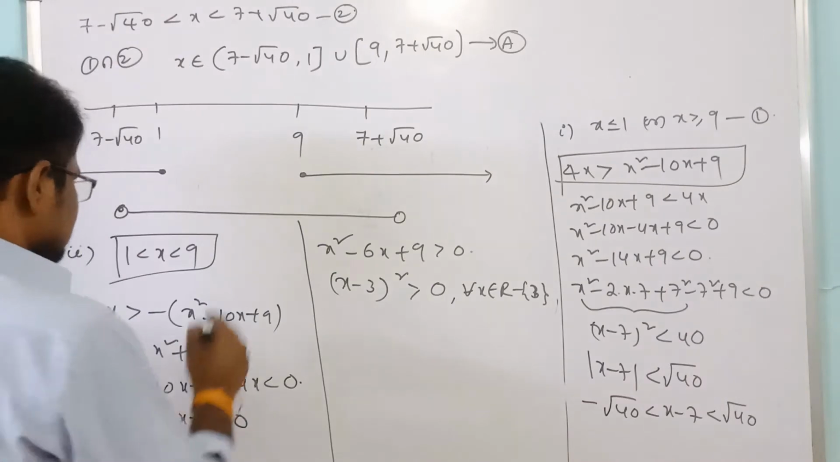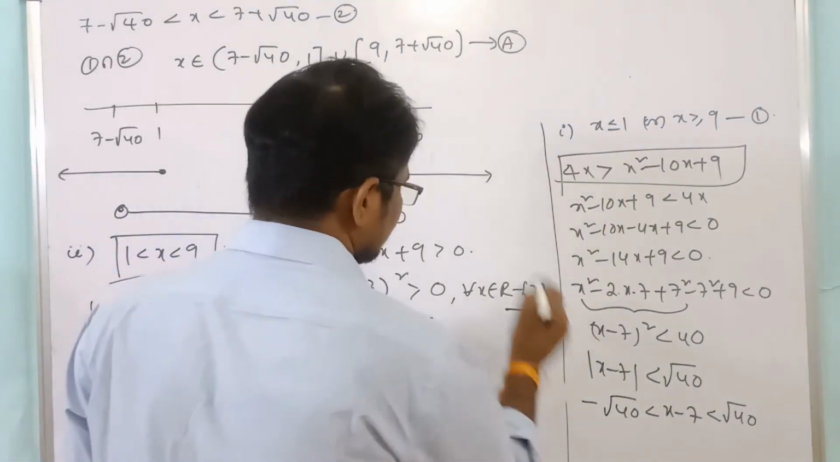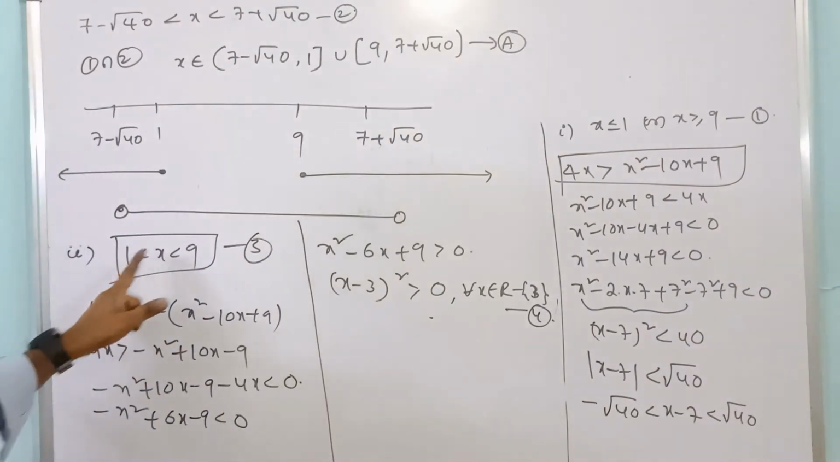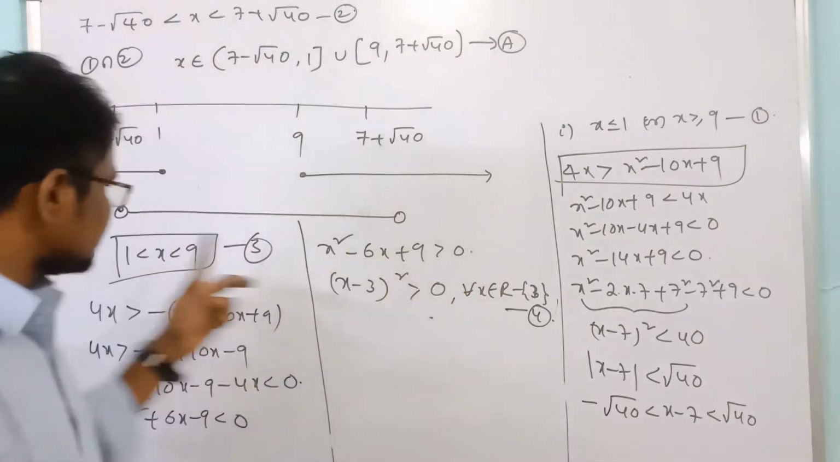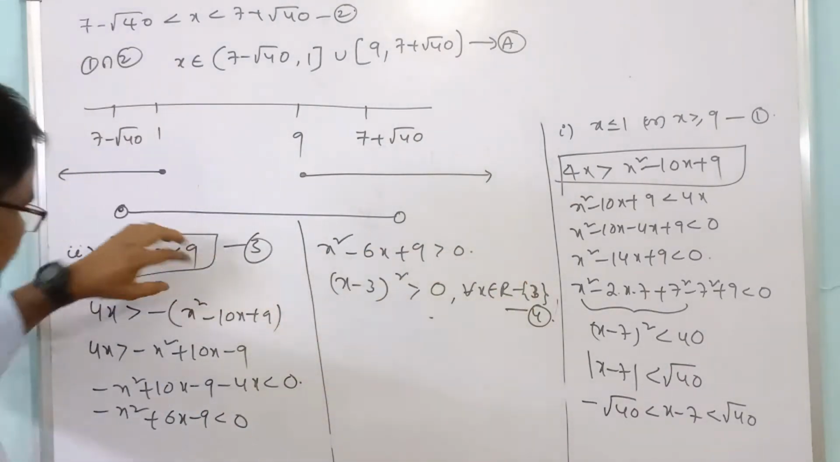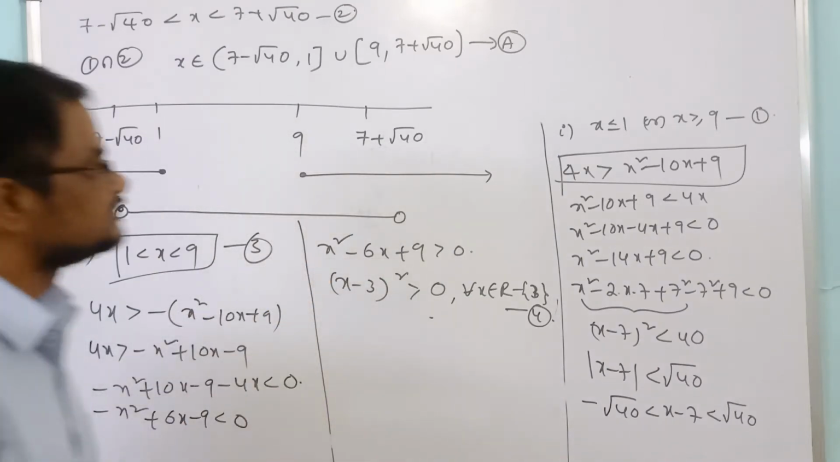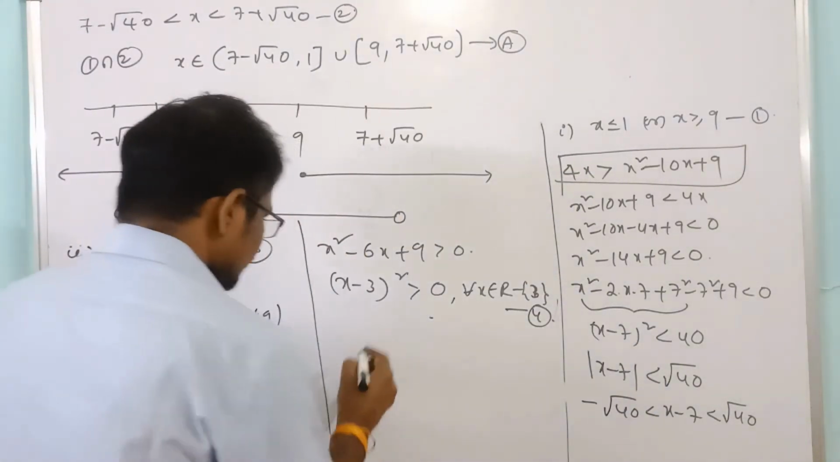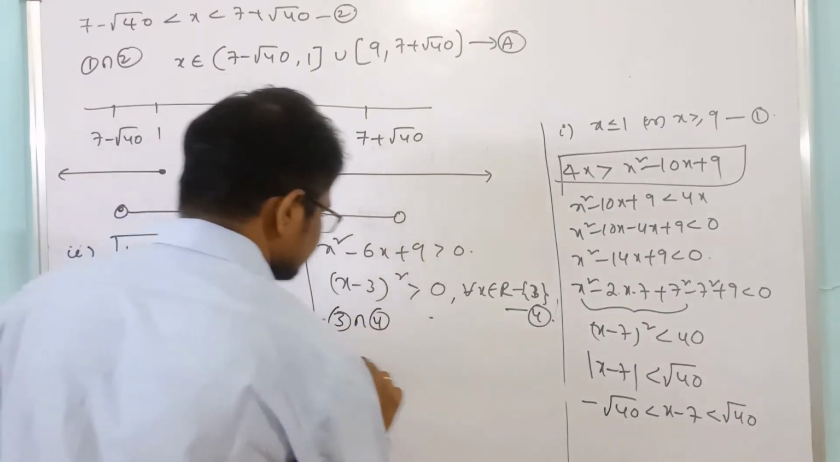Now, this is equation number 3, this is equation number 4, because whenever 1 less than x less than 9, if you simplify, you are getting this one. So we have to take the common values of these two, because only if a value belongs to this one do we take it, meaning that value satisfies this condition. Now, 3 intersection 4.